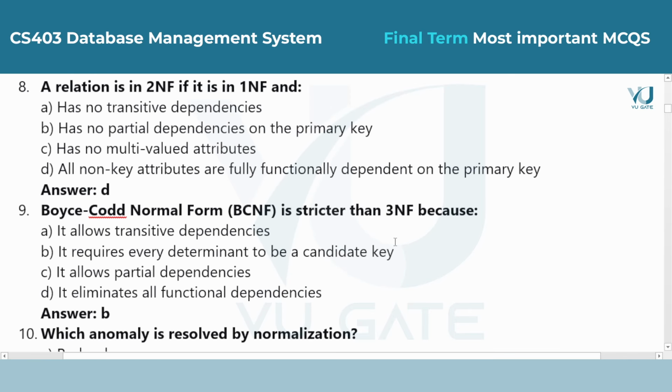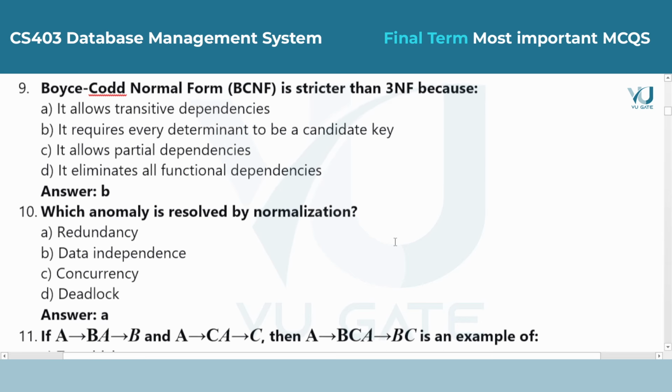Question 8. A relation is in 2NF if it is in 1NF, and. Answer is option D, all non-key attributes are fully functionally dependent on the primary key. This means that every column that is not part of the key must rely on the entire primary key to be identified.